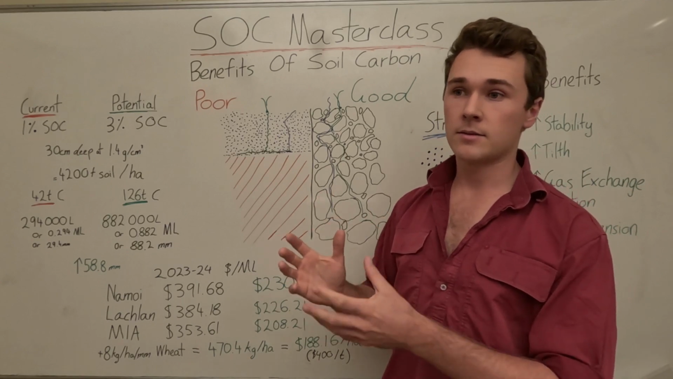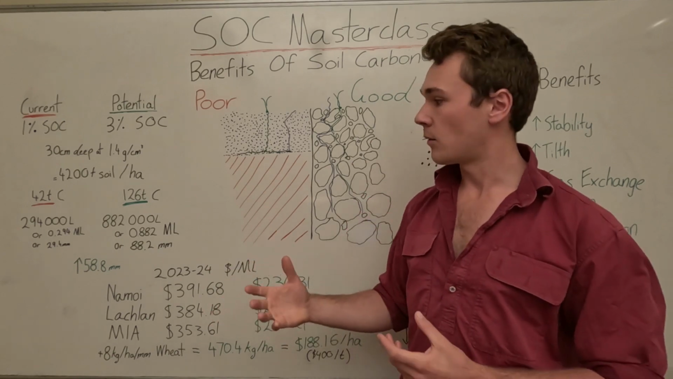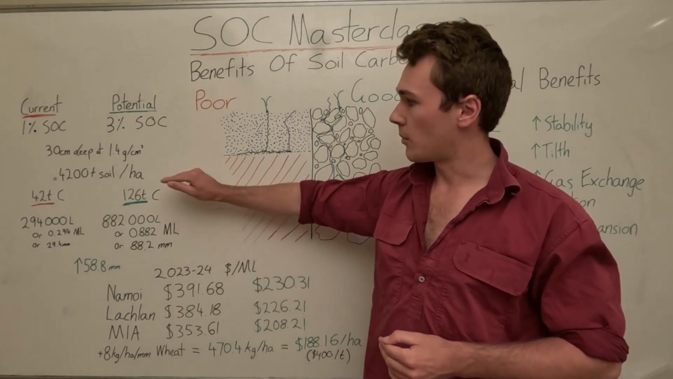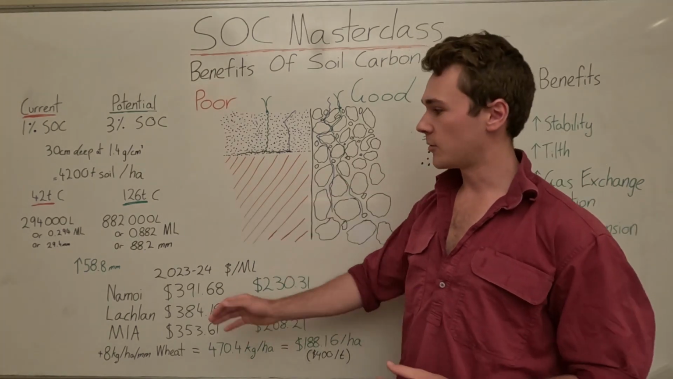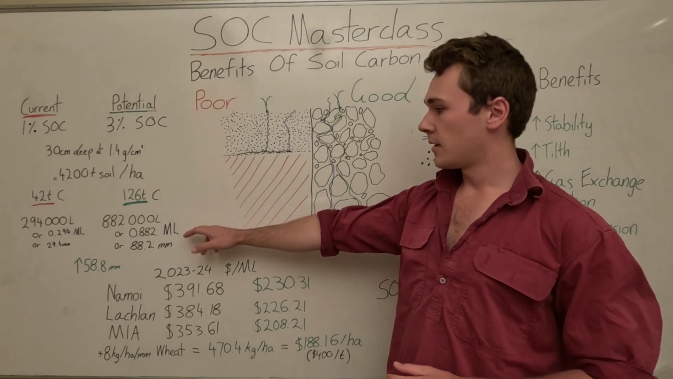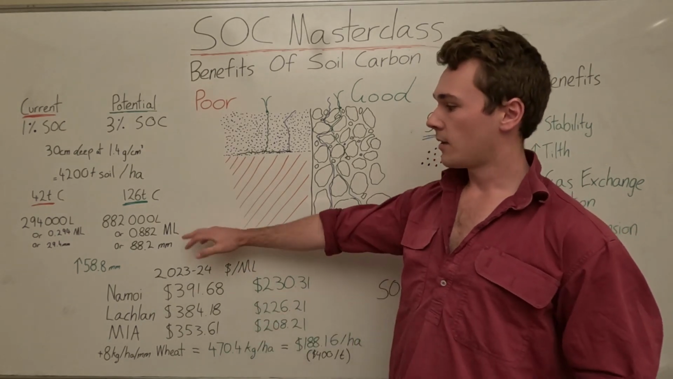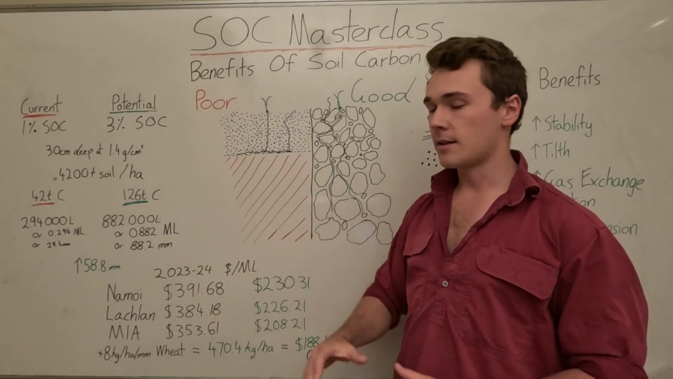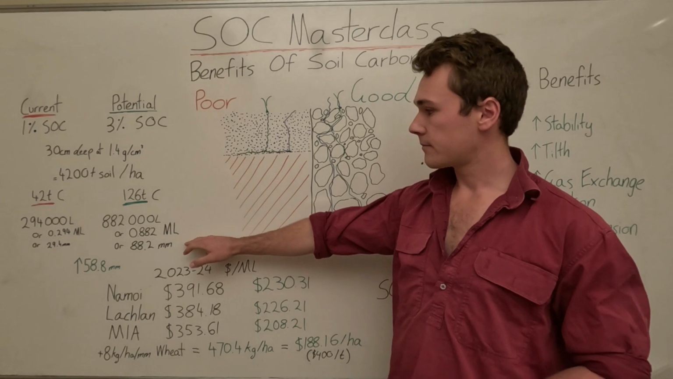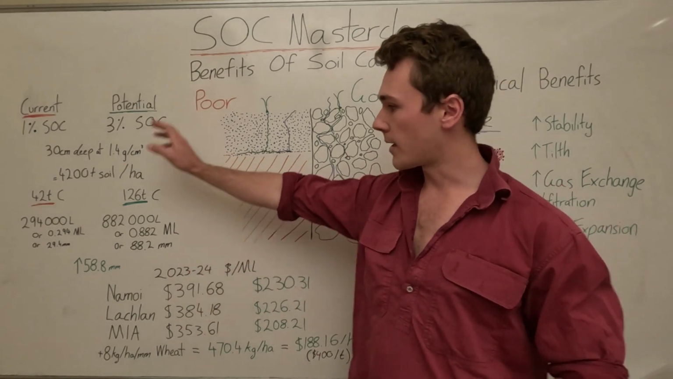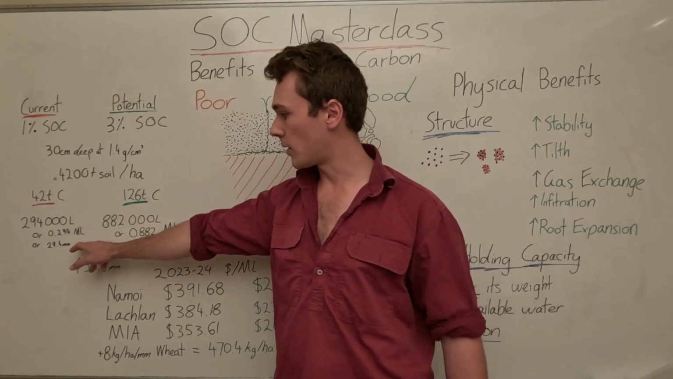So remember, 1 unit of soil organic carbon can hold 7 times its weight in water, which means our potential soil organic carbon is going to hold a lot of water. Depending on the units you like to use, irrigators like to use megs or megalitres. So you'll be able to hold about 0.882 megs of water. If you're a dryland farmer and we talk about rain, it's going to be the equivalent of 88.2 mils of rain. And this is all per hectare. Compared to our current, which is 0.294 megs of water or 29.4 mils.